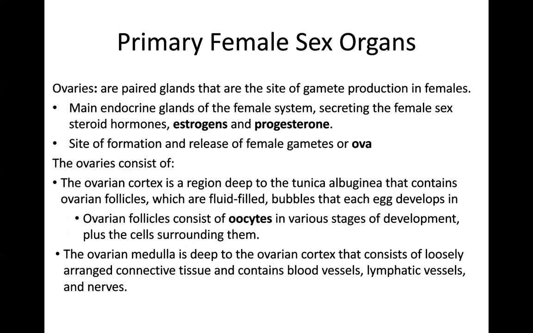It is full of what we call ovarian follicles. So these are fluid-filled bubbles where the eggs develop. Each ovarian follicle consists of an oocyte, which is an egg cell, in a various stage of development, and then the follicle itself is the cells that surround the egg. So you can kind of think of these like big bubbles.